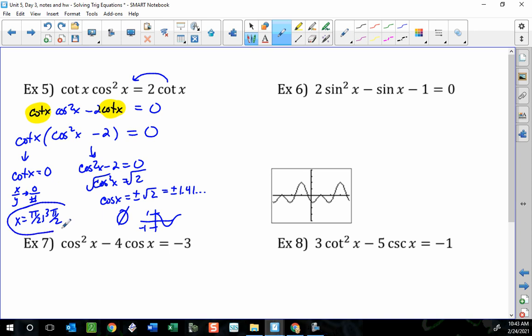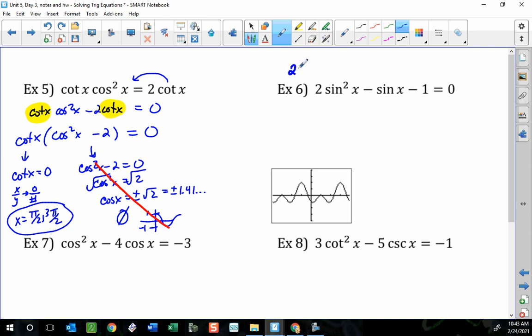So both of these things could have produced answers. It just turns out this part right here didn't produce anything for me. I didn't need it at all, but I didn't know that until I did it. Alright, now example 6. I'm going to factor in example 6, but I want you to recognize it's a different kind of factoring. We got 2 sine squared minus sine minus 1.